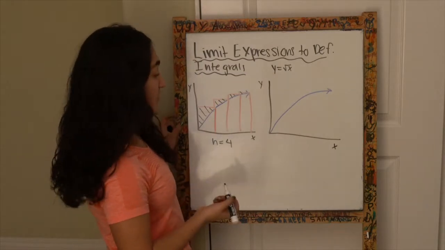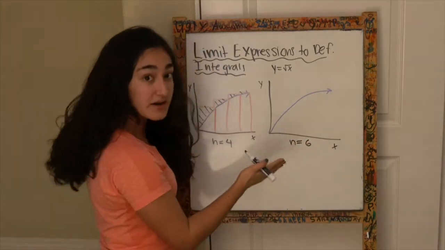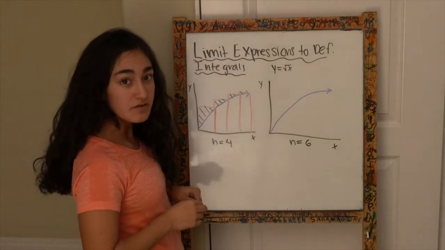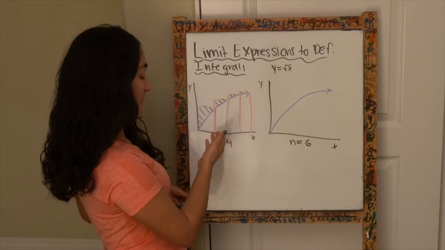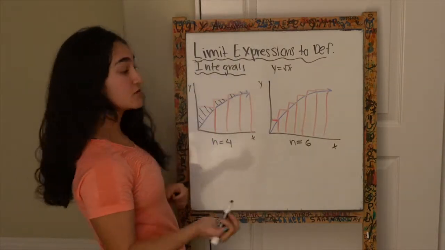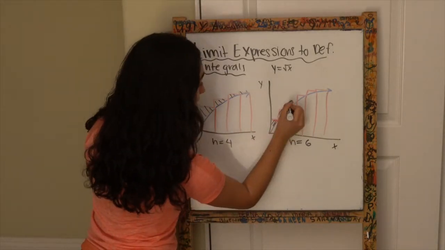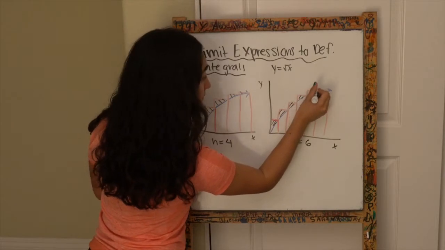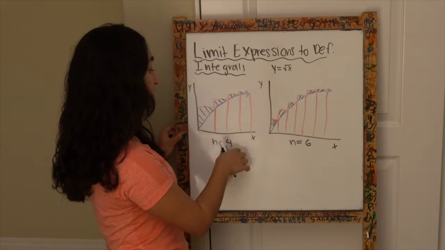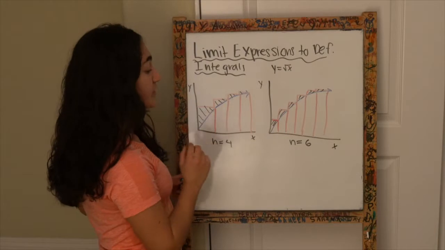If we were to change n from 4 to 6, so we increase it to 6 rectangles instead of 4, we can see that the total area under the curve becomes closer to the actual area. So we can shade in the extra area that goes off of the function. And as we can see, there is less total area that lies above the function than when there is a less number of rectangles.